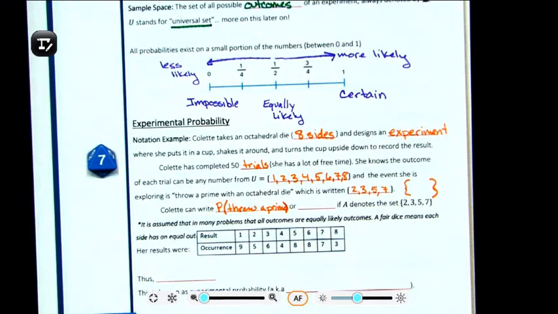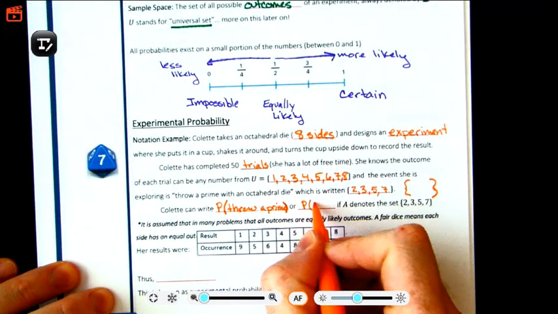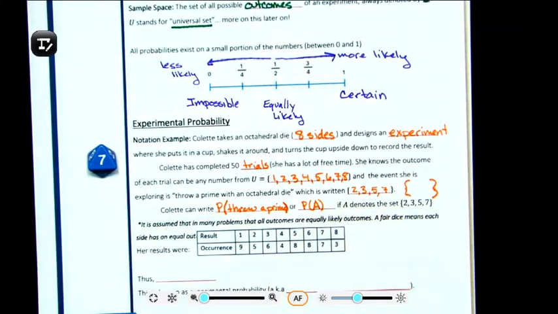Or if you decide to get lazy, I don't want to say throw a prime, let's just call that event A. You could just say, what's the probability of event A happening? Just so long as you say that A denotes 2, 3, 5, and 7. Okay? So this got a little messed up. I am so sorry. We're going to fix that.